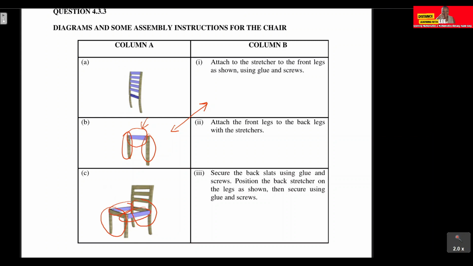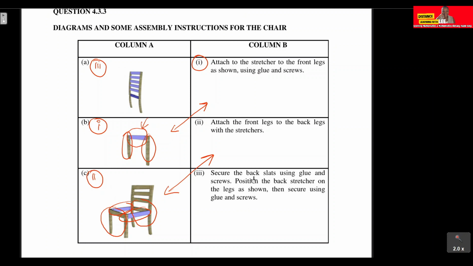With the stretchers, right? So we can see that actually C matches with number two, okay? And then lastly, what is happening with this last one? We've already done your number one, okay? We said that your A, we said that your B is your I, right? And then we said that your C is your two I's, right? Therefore, from process of elimination, that means that your A is three.